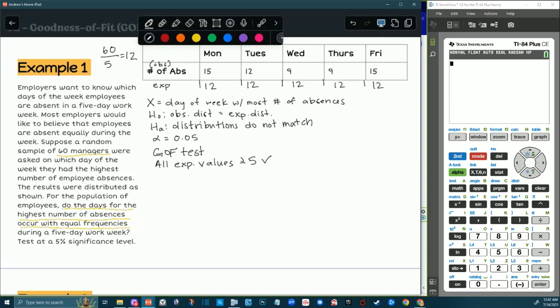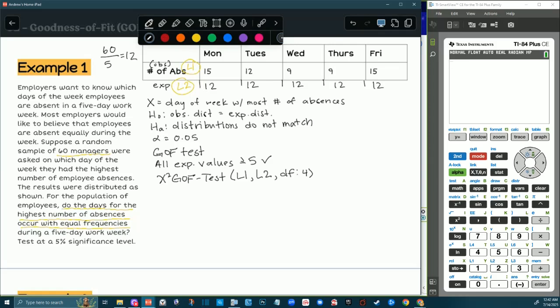Next, I'm going to do the math. Test statistic, p-value, graph. So I'm going to put my observed in list 1, I'm going to put my expected in list 2, and I'm going to call on my calculator chi-squared GOF test. And I know it asks me, where did I put the observed? Where did I put the expected? What is my degrees of freedom? And we know degrees of freedom is categories minus 1. There's 5 categories, 5 days. 5 minus 1 is 4.